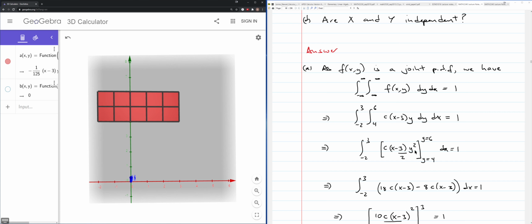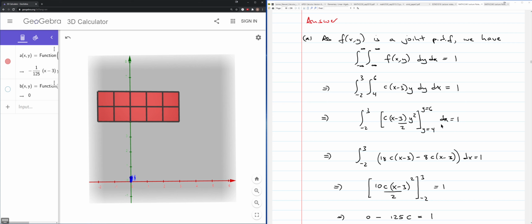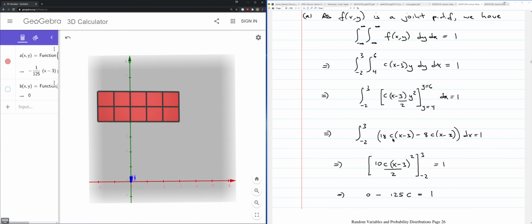And when you put in the 6, you're going to get 36 on 2, which is 18. When you put in 4, you're going to get 16 on 2, which is 8, right? So far, this is what I have. And now I still need to integrate with respect to x. This over here is 10c times (x minus 3). And when I integrate the (x minus 3), I'm going to get (x minus 3) squared on 2, right?